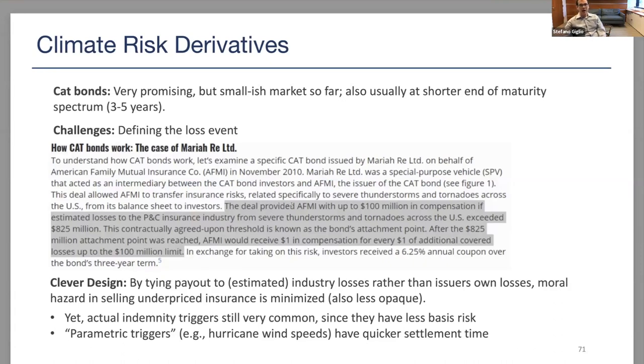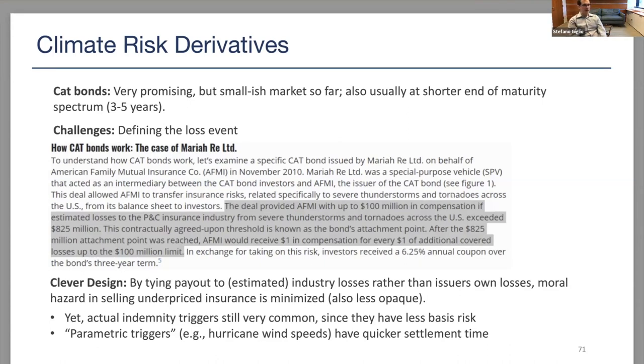this deal is providing insurance, not if the losses in a particular location or for a particular industry, for a particular firm are particularly high, but it is saying the deal provides this compensation if estimated losses at the insurance industry level from thunderstorms and tornadoes exceed a certain amount. So here's a case where the trigger is not based on whether my own losses are particularly high, but on whether the entire industry has particularly high losses. Why? Again, to prevent moral hazard.